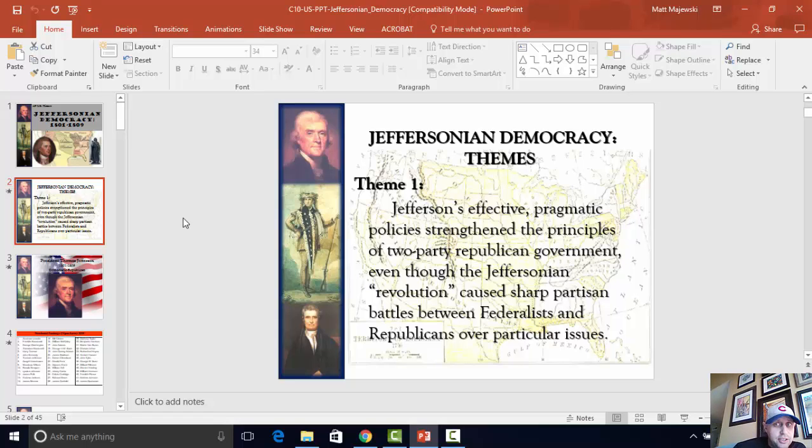And by doing this, he's going to strengthen the principles of the two-party Republican government, the two-party system. Even though this revolution, when he was elected, this term for him taking power, because remember, he represents the masses, even though it caused a lot of political strife, even though it caused a lot of political tension between Federalists and Republicans, the way that he governs really causes the nation to become more unified as a result.